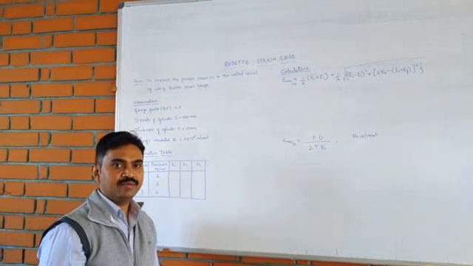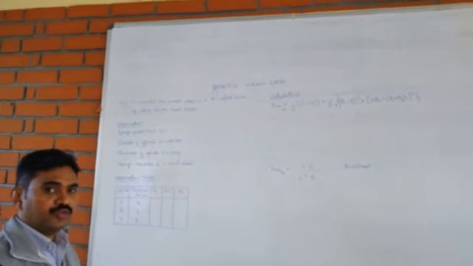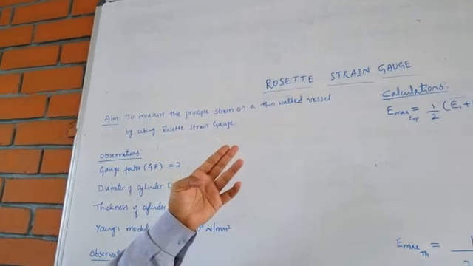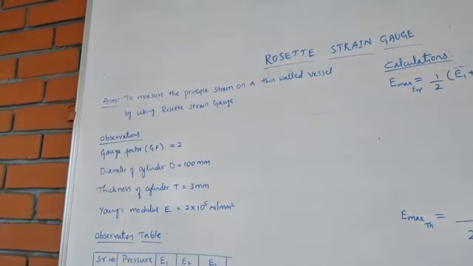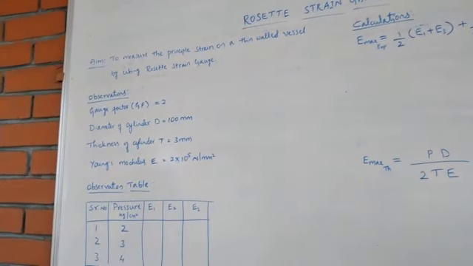Welcome to the design lab, and today we are going to study about the Rosette strain gauge. The aim of the experiment is to measure the principal strain on a thin walled vessel by using a Rosette strain gauge. Before we start with the experiment, we should know what is principal strain.